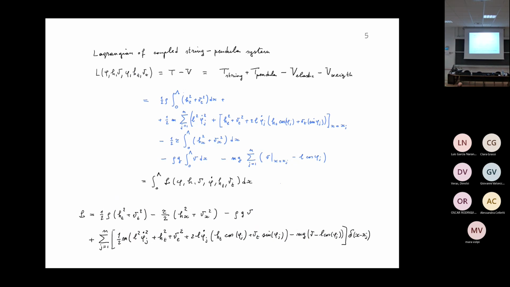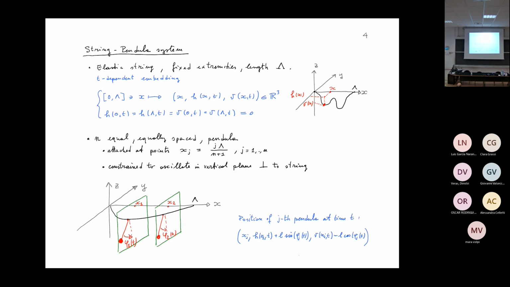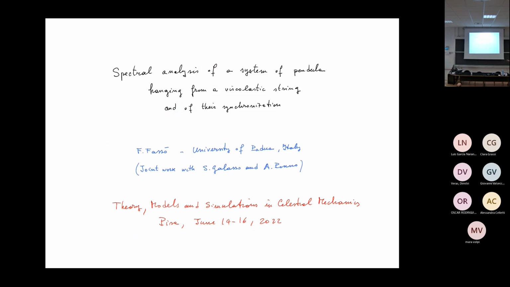So we need to write the equations of motion. There is the conservative part of the equations of motion that we write as a Lagrangian. I forgot saying that this is a joint work with Sarah Galasso, almost former PhD student of mine, and Antonio Ponno, who is a colleague of a number of you probably.